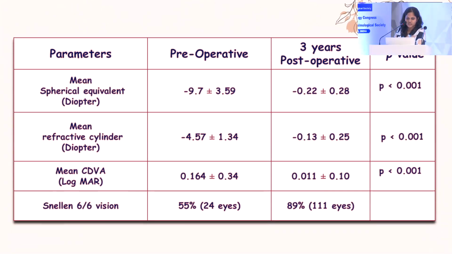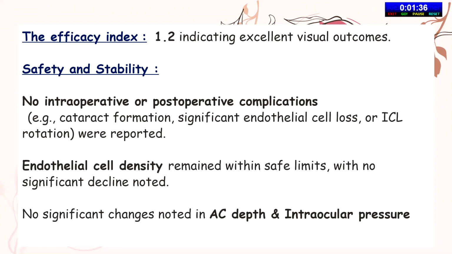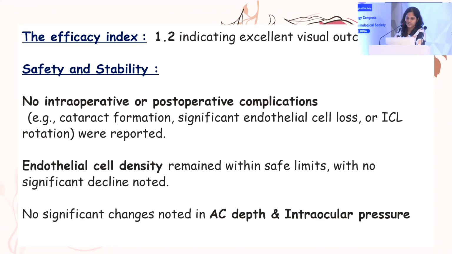Results. There was a significant improvement in the mean spherical equivalent and refractive cylinder. Also the mean corrected distance visual acuity improved pre and post operatively. Also the patients had 6/6 vision. It was preoperatively 55% and improved to 89%. The efficacy index was 1.2, indicating it was excellent. It had excellent visual outcomes.